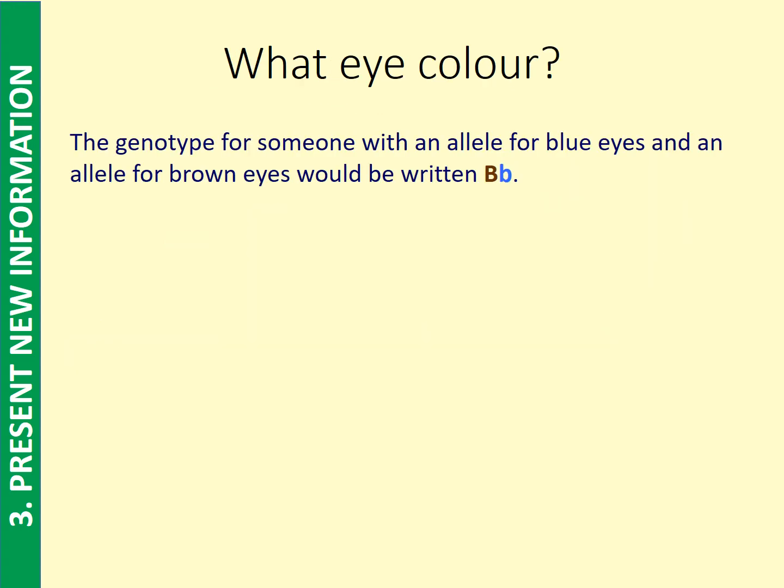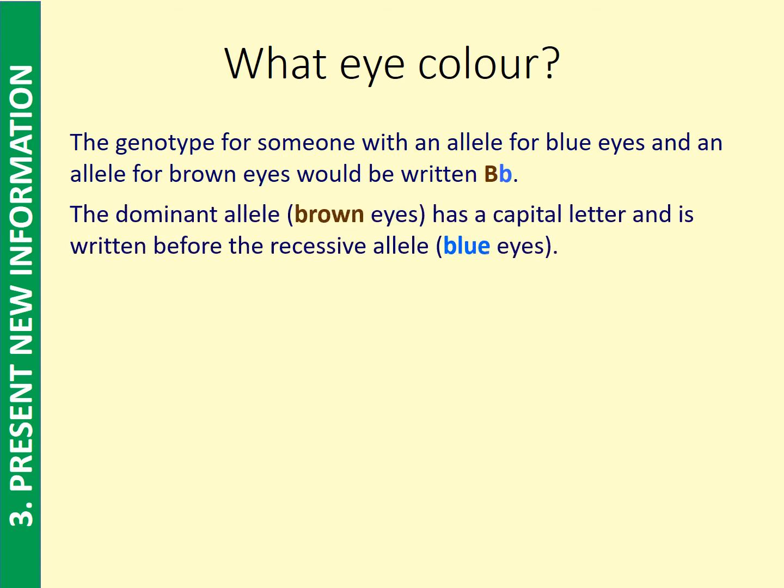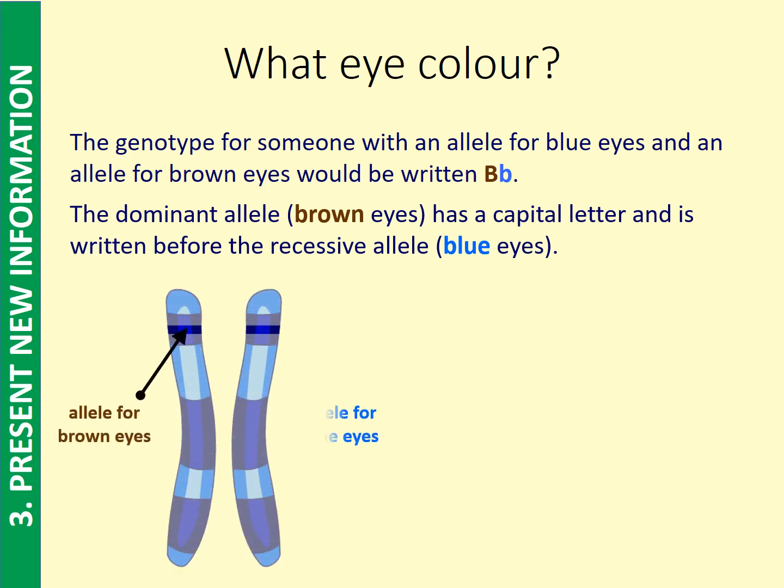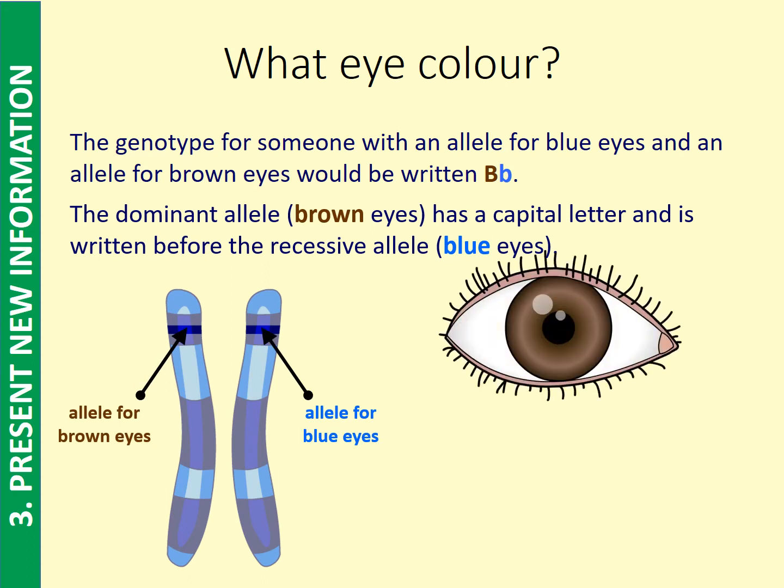So a genotype for someone with an allele for blue and an allele for brown will be written big B, little b. Now the reason we write them that way round, okay, is because the capital letter here represents a dominant allele. Okay, and in this case, the dominant allele is brown eyes. Okay, so brown eyes and blue eyes, when they're combined and when someone has one of each and is heterozygous, that person is going to have brown eyes because the brown allele kind of covers over the blue allele, so you just don't see it.